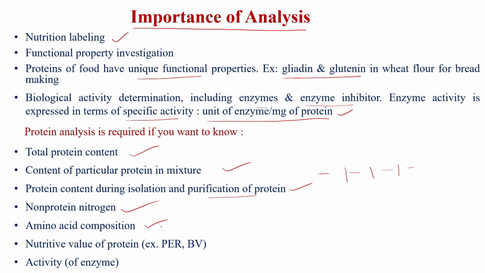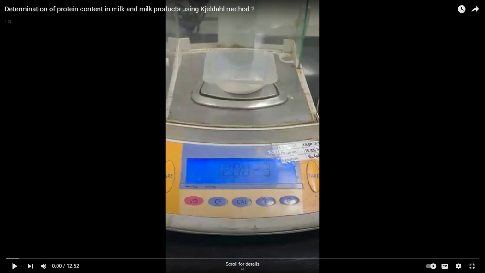Amino acid composition can be determined. Net protein value, that is, the protein efficiency ratio and biological value, can be determined. As I told you, the activity of the enzyme can also be determined. So this is the purpose for which we go for the determination of protein content in different samples. Okay, now we will see the practical part of it. I will run the practical also now. Okay, now we will see the practical of the Kjeldahl method.